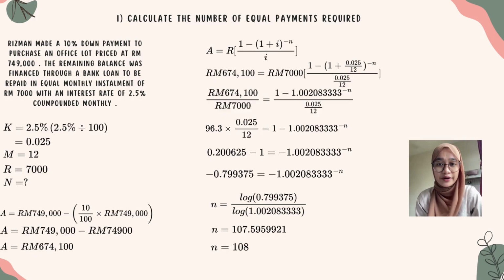For K is 2.5 divided by 100 equal to 0.025. The M is 12 because compounded monthly. R is RM7,000 and the N we have to search by using log later on. So let's find the answer.